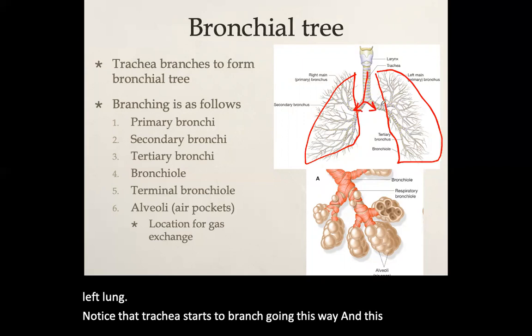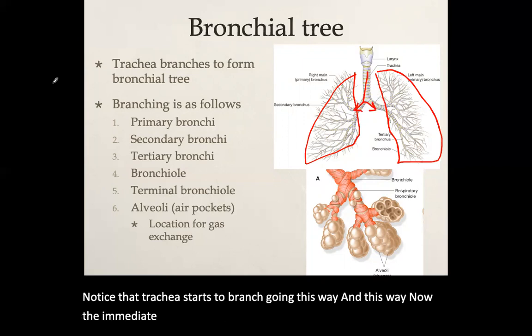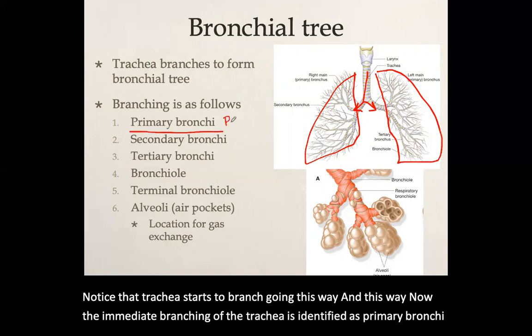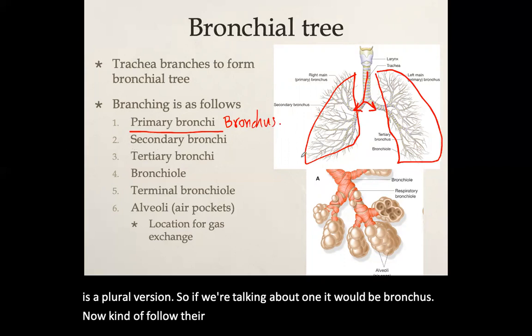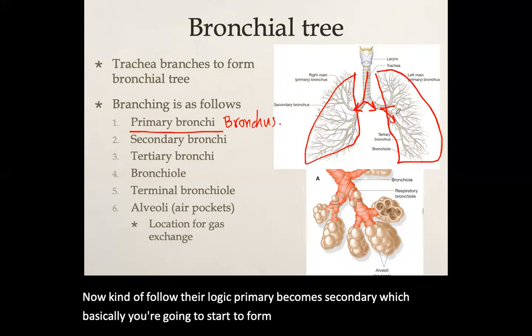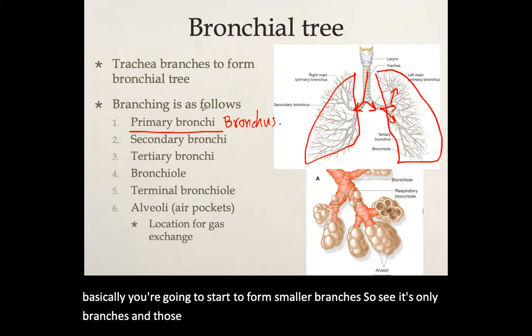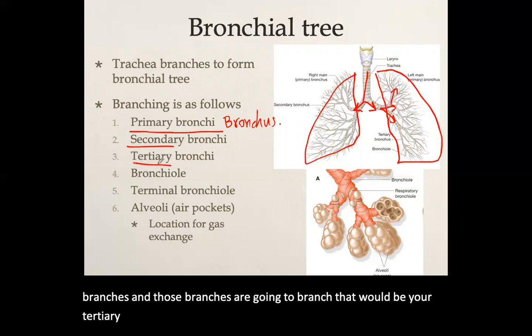Now, the immediate branching of the trachea is identified as primary bronchi. Bronchi is the plural version, so if we're talking about one, it would be bronchus. Now, follow the logic. Primary becomes secondary, which means you start to form smaller branches. See, smaller branches. And those branches are going to branch. That would be your tertiary bronchi, so primary, secondary, and tertiary bronchi.